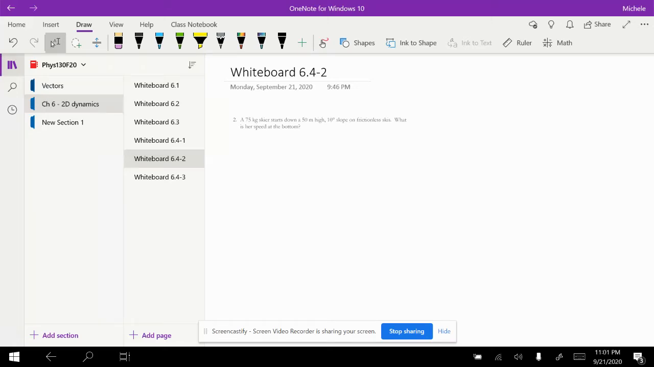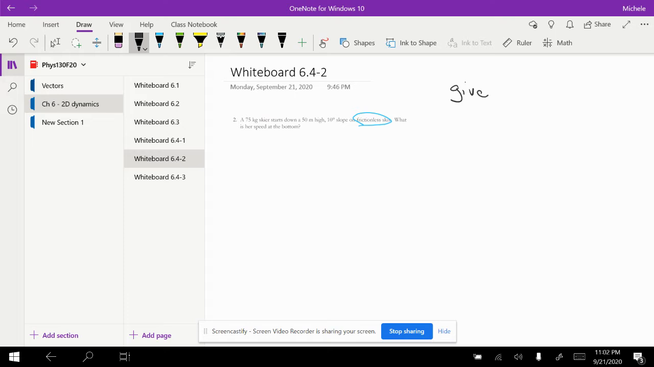Okay, in this problem, I have a 75 kilogram skier who starts down a 50-meter high, 10-degree slope on frictionless skis. What is her speed at the bottom? Notice here that this says frictionless, so that's good to remember. And let's write down our givens and finds.